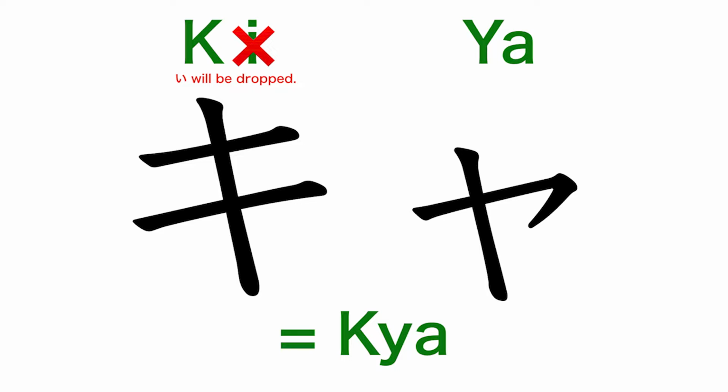Let's have a look at the example. This is a letter ki plus small ya. The consonant of the first letter is k, but the vowel i will be dropped. Then put ya after that. The sound is going to be kya.